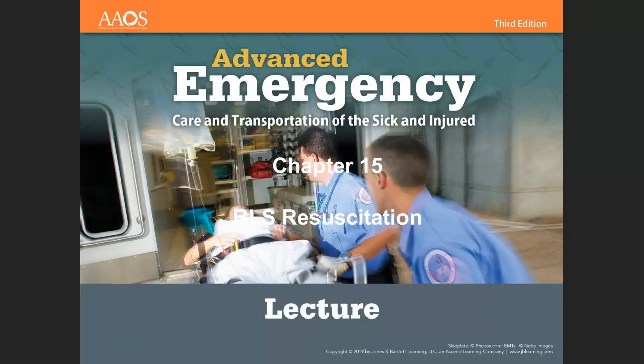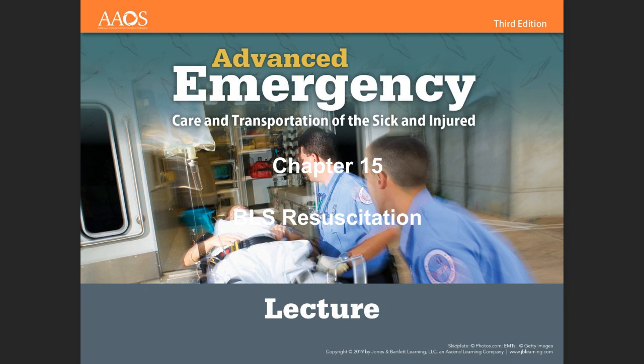Now, BLS is the first component of running a code. If BLS is effective, then ACLS will be effective. You cannot have ACLS without BLS, so there must be a basic level or a basic start. We have to start with the BLS stuff, and then we transition to advanced cardiac life support.